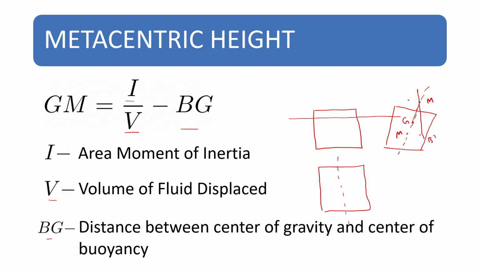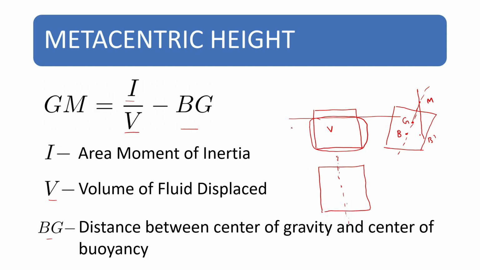So GM is equal to I by V minus BG. Here it is B. This is the center of buoyancy. BG is the distance between the center of buoyancy and the center of gravity, and V is the amount of water displaced, that is the volume of fluid displaced. So that is this much volume, and I is the area moment of inertia about this axis when you view from the top.